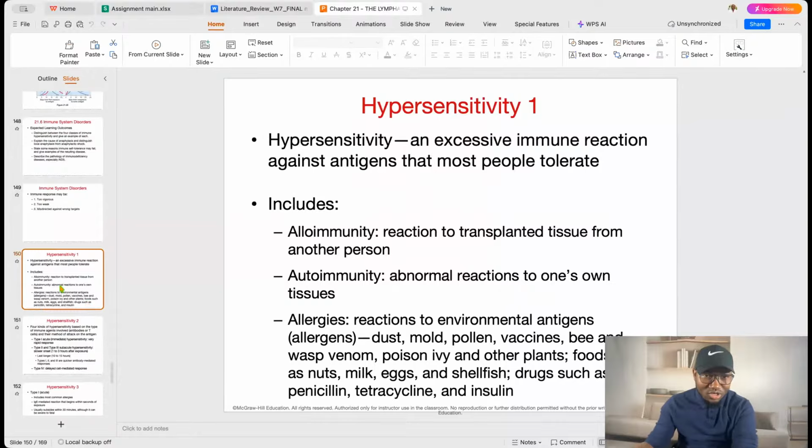I'm trying to fast forward. Now, this is hypersensitivity. I don't know if I discussed hypersensitivity with you guys, but hypersensitivity is also very important, all right? Because that's how you'll be able to understand conditions like what? Asthma, all right? How it happens.